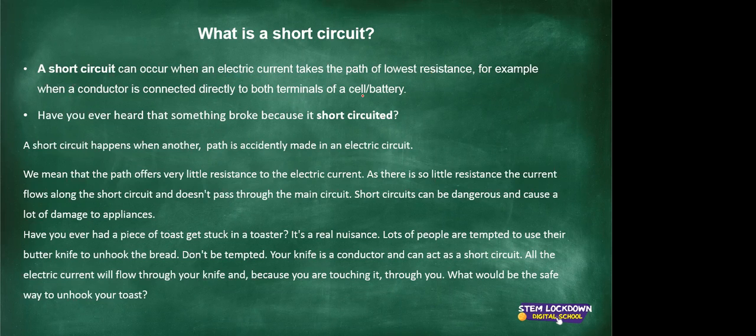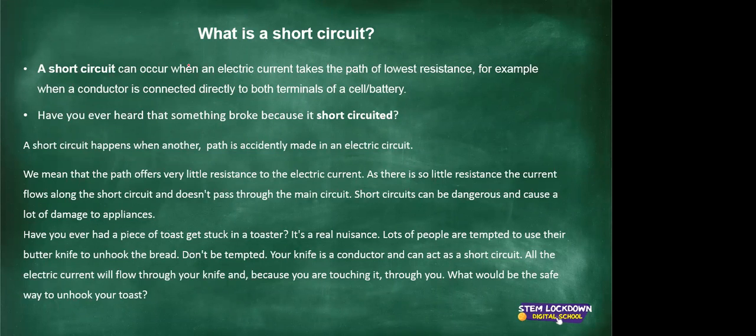So you have the positive terminal and you have the negative terminal. So have you ever heard that something broke because it short circuited? I'm sure most of you in your home or at functions you may have had, when there's lots of electricity being used, somebody would have said, hey, there was a short circuit. So a short circuit basically happens when another part is accidentally made into an electric circuit. So we're introducing another part that is disrupting your flow of electricity. So when we mean the path, it offers very little resistance to the electric current.